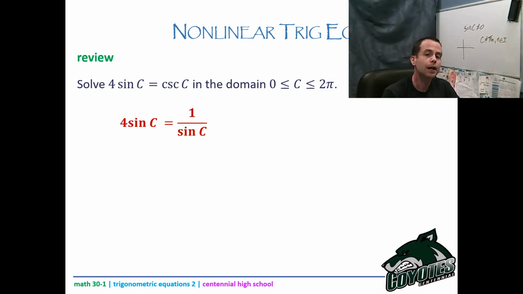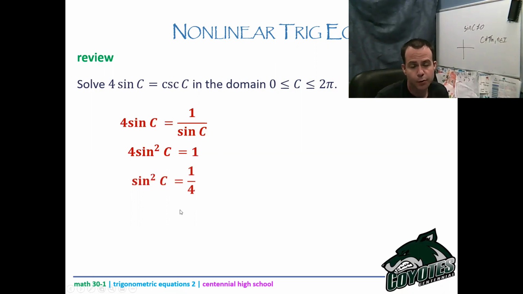Now, I think what I'm going to do first is multiply both sides by sine c. What that does is it ends up with a 4 sine squared c on this side, and then 1 over sine c times sine c just gives me the 1. So now I can actually solve this. I can divide both sides by 4. I can take the square root. That'd be plus or minus 1/2.